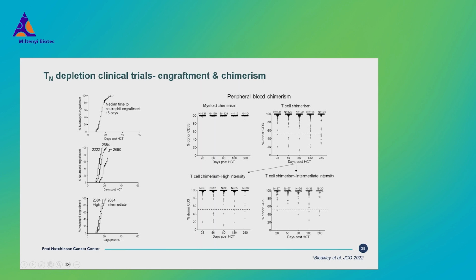When T cells are removed from stem cell grafts, there's obviously a concern of increased risk of graft rejection. However, we observed that the patients enrolled in these trials engrafted reliably and sustainably. They engrafted their neutrophils at a median of 15 days. Most developed full myeloid and full T cell chimerism. There was a minority of patients that had mixed T cell chimerism, and this tended to improve spontaneously. We did not need to give donor lymphocyte infusions, and we saw no association of mixed chimerism with adverse outcomes.